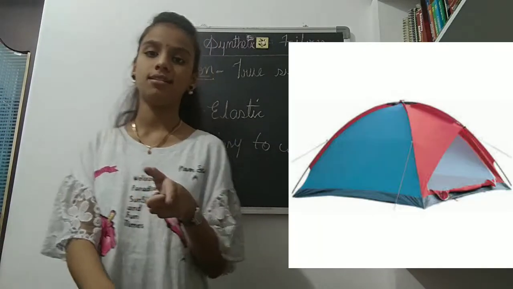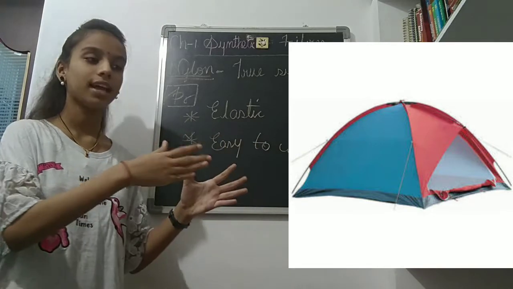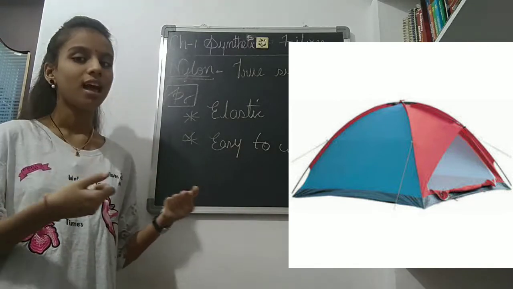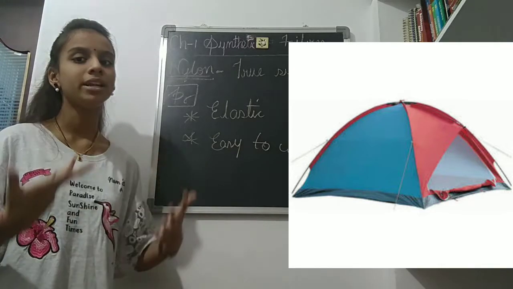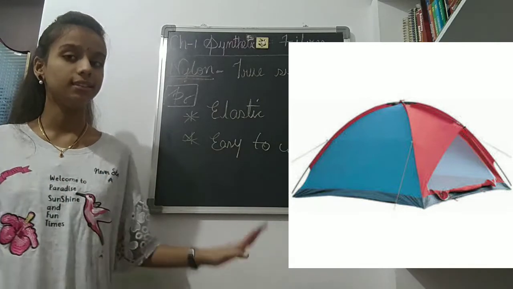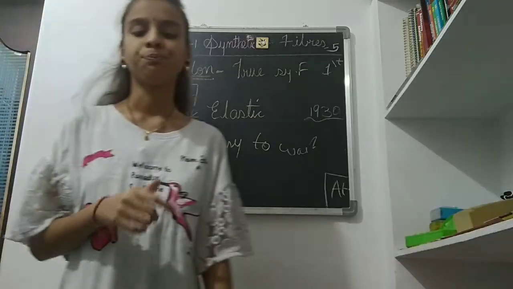And next is tents. See this nylon tent, the tent where people go camping. This also does not lose strength. After repeated use, however many times you go camping and use it, it doesn't get damaged. So this is the example, tent, of nylon.